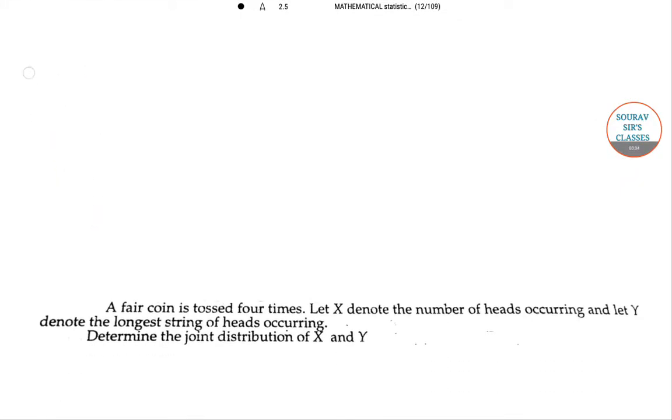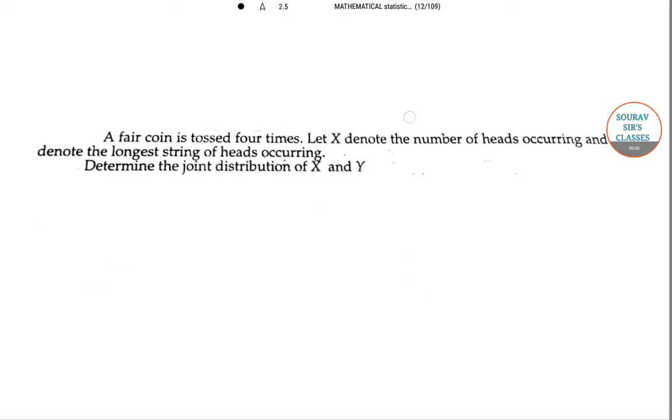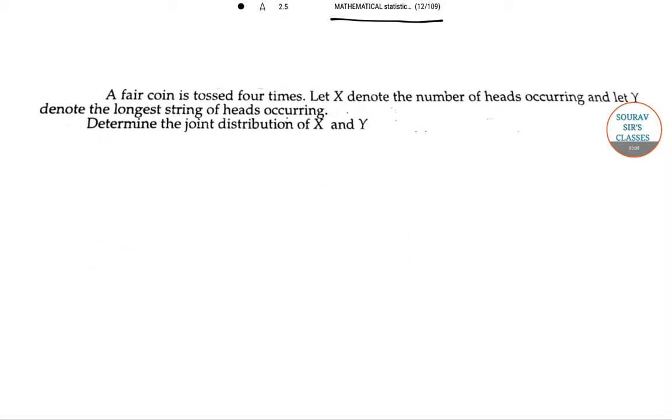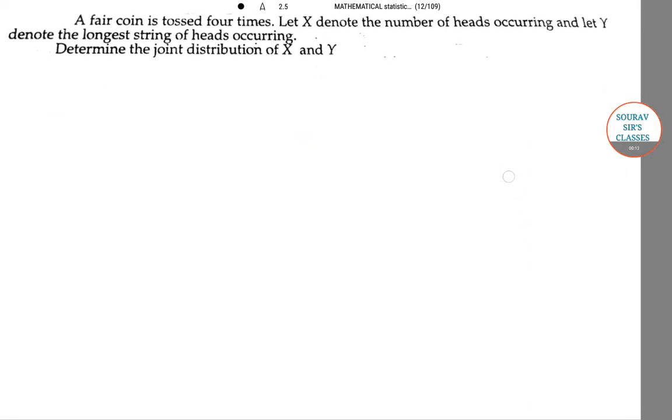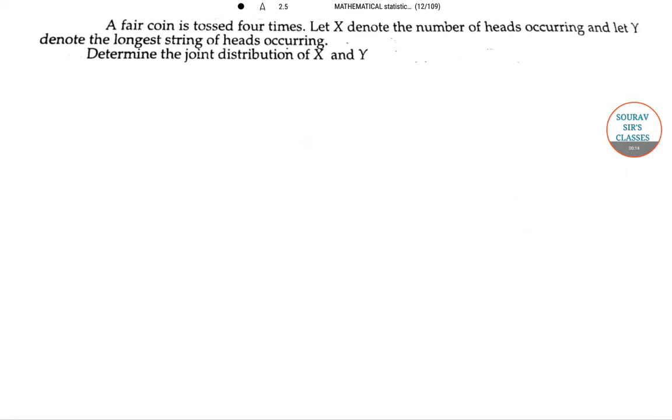So in today's video we will be solving a question of mathematical statistics. The question is, a fair coin is tossed 4 times. Let x denote the number of heads occurring and y denote the longest string of heads occurring.